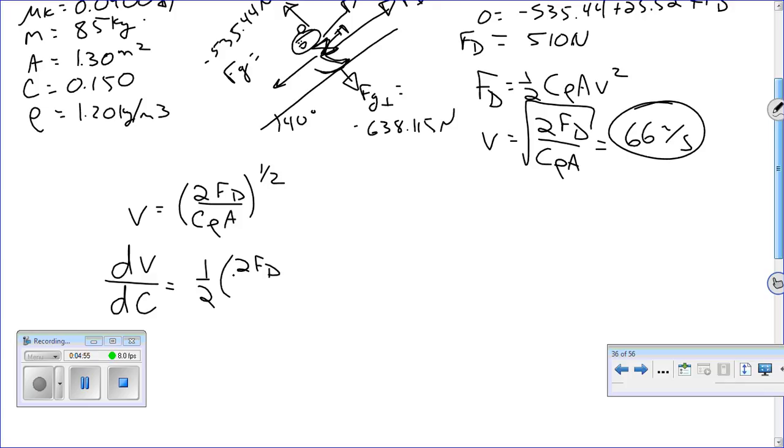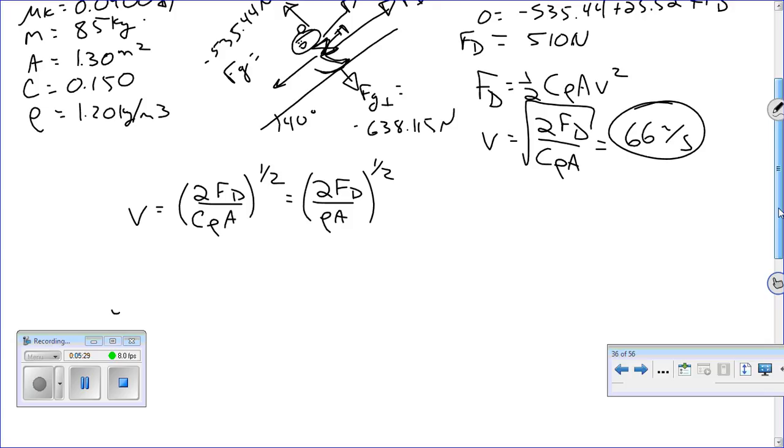So you just take the derivative and you get this 1/2 times 2F_D over C rho A to the negative 1/2, and then you got to do chain rule, right? So now the derivative of this inside guy, ooh, yuck. No, this is wrong. Let me rewind. I'm sorry. I jumped ahead of myself. I wasn't thinking. Okay, so I am going to do this, but I'm going to rewrite it like this. This is the same as 2F_D over rho A to the 1/2 times C to the negative 1/2, right?